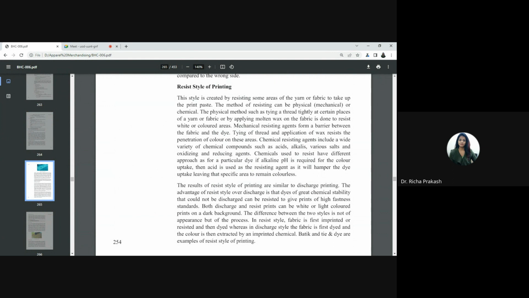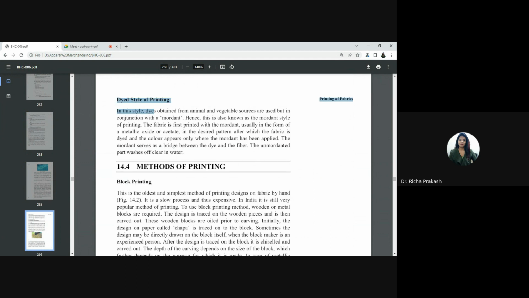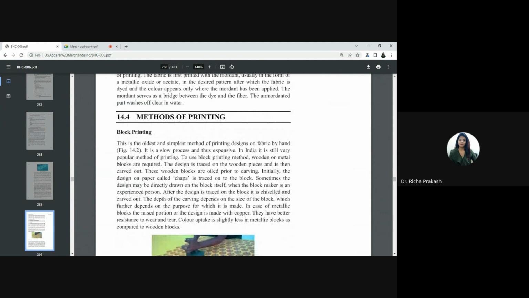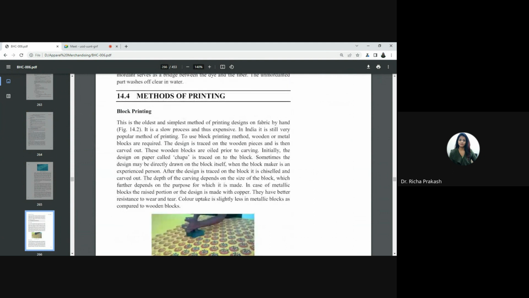You tie the fabric, so you are resisting that particular place where the fabric is dyed, using the help of threads. And then you dye the fabric. When you open it, although wax को आप hot water में डालेंगे तो the wax will melt and it will come out. So that's your resist style of printing. And then the last one is your dyed style of printing, that is using a mordant. So any printing technique that you do with the help of the mordant.